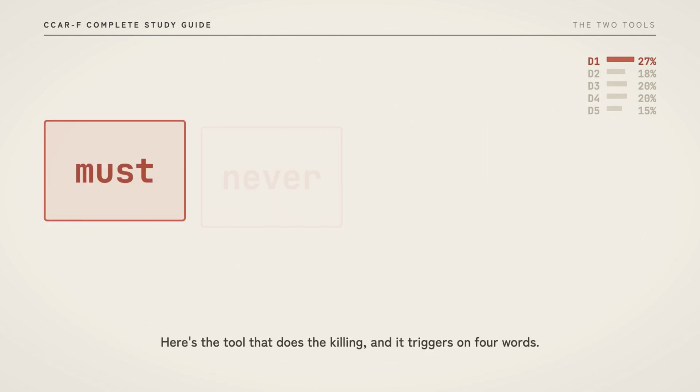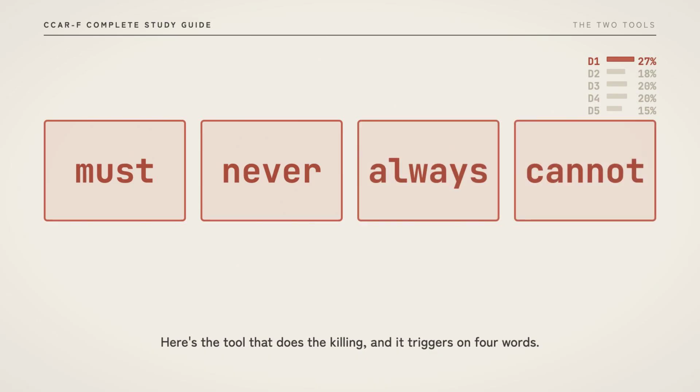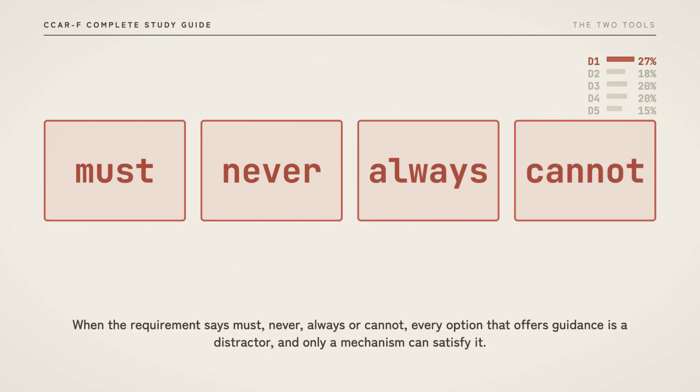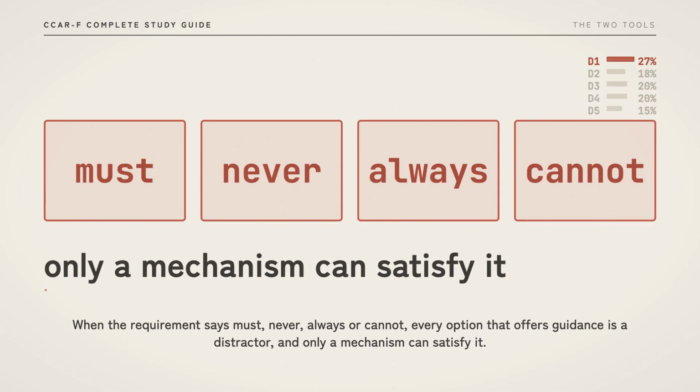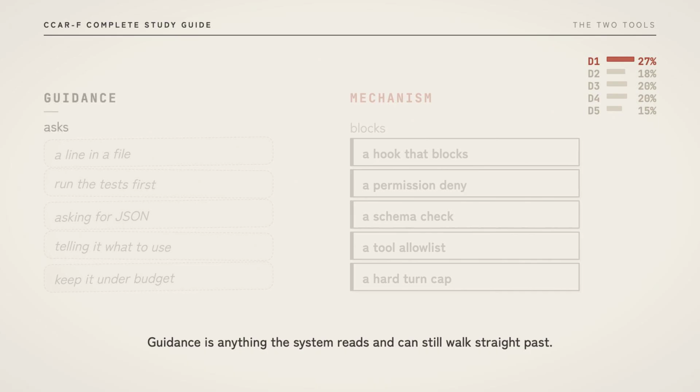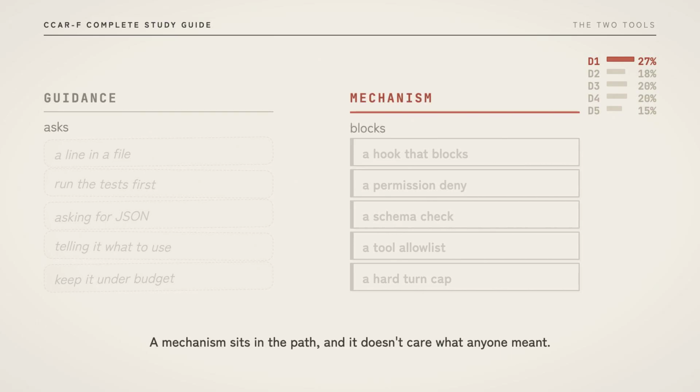Here is the tool that does the killing, and it triggers on 4 words. When the requirement says must, never, always, or cannot, every option that offers guidance is a distractor, and only a mechanism can satisfy it. Guidance is anything the system reads and can still walk straight past. A mechanism sits in the path, and it doesn't care what anyone meant.